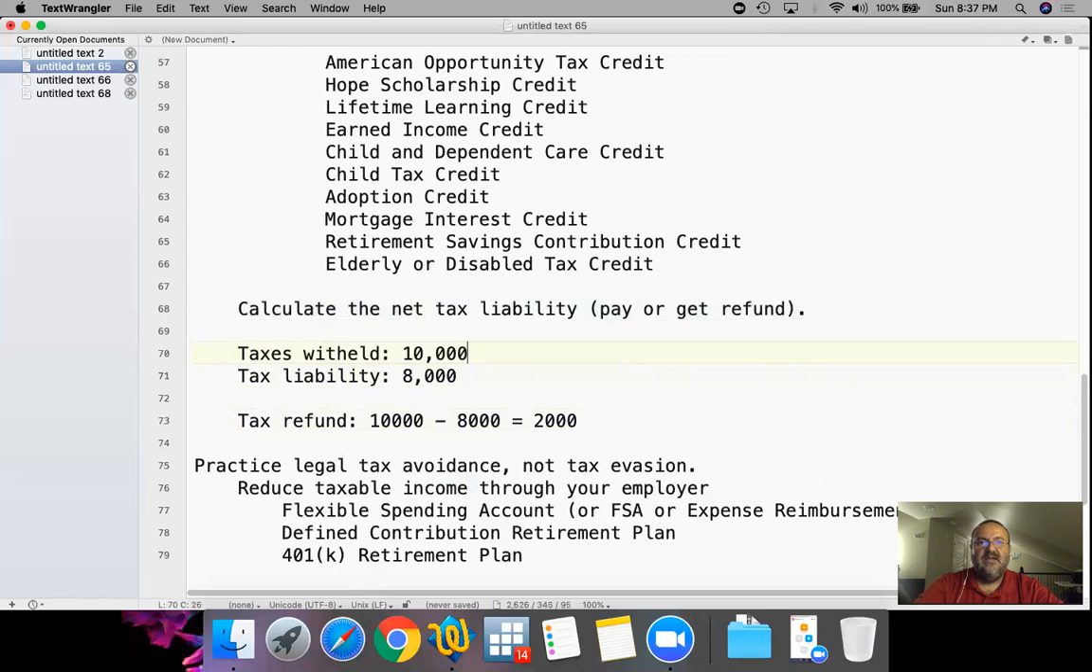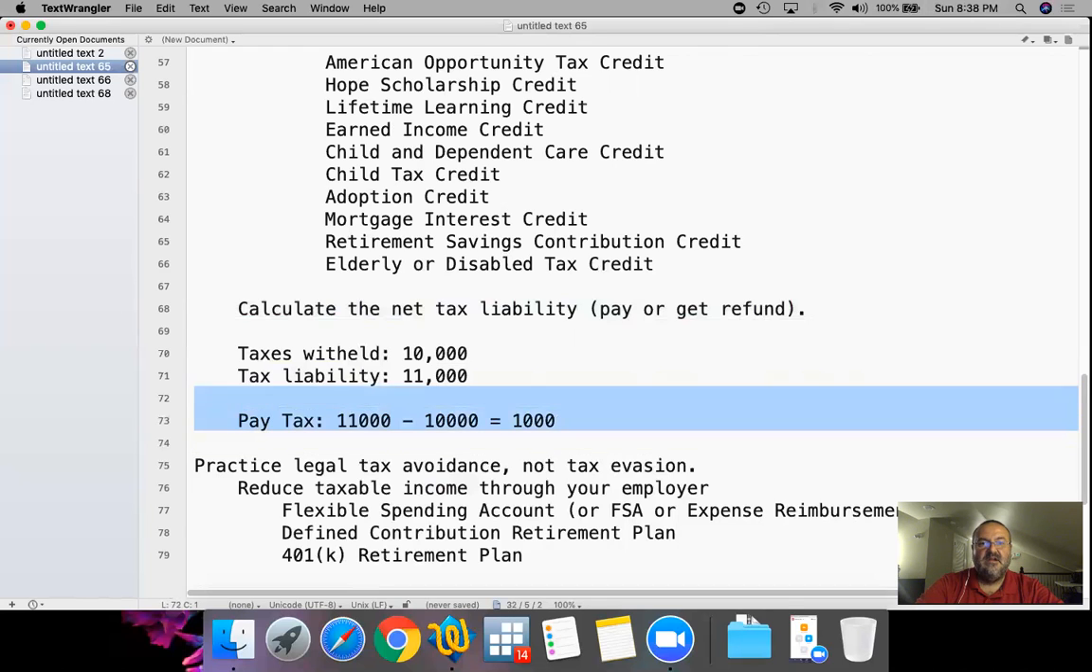If, however, it turns out your tax liability is, say, $11,000, in which case you're going to have to pay. Well, you owe $11,000. It was withheld $10,000. Now you have to pay taxes in addition to what's been withheld from your paycheck. In addition, $1,000.